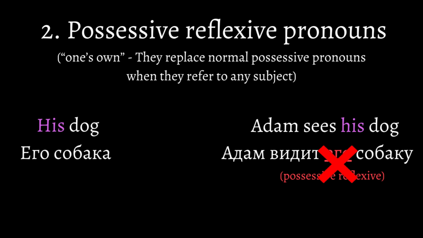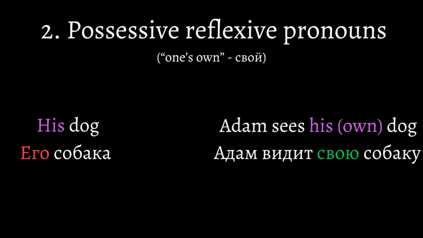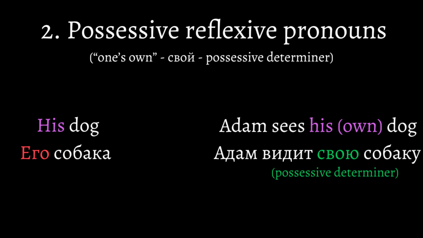Just because English has the same word, it doesn't mean that Russian has the same word, because to indicate that Adam sees his own dog, we have to use the possessive reflexive pronoun свой. In this case, it will have to change based on the 6 cases, gender and plurality. That's why свой is a very tricky possessive reflexive pronoun to understand. So the best way to understand it is to think of it as a possessive determiner that indicates one's own, like my own, your own, his own, or any pronoun's own.